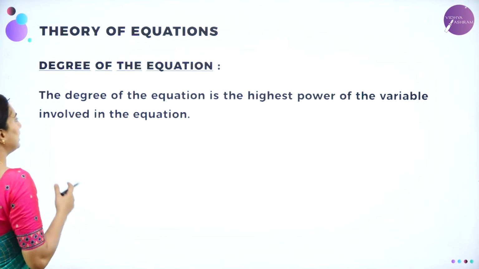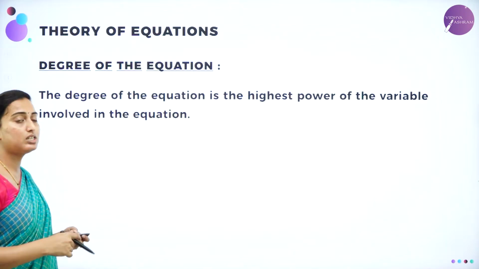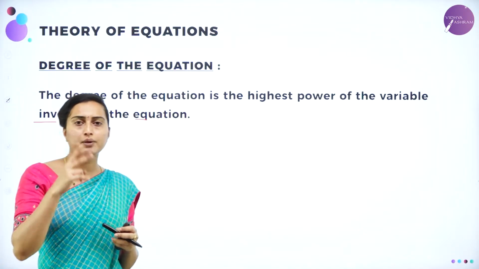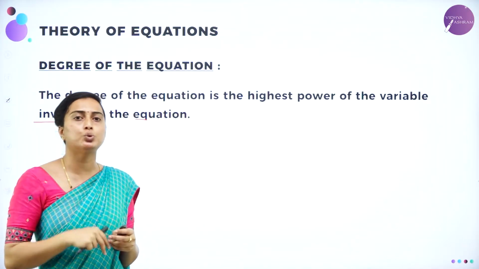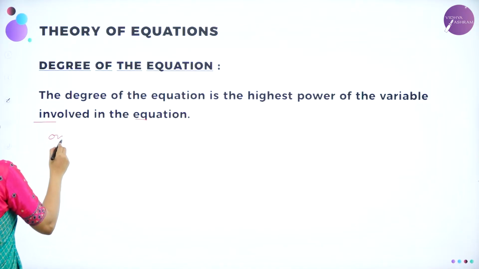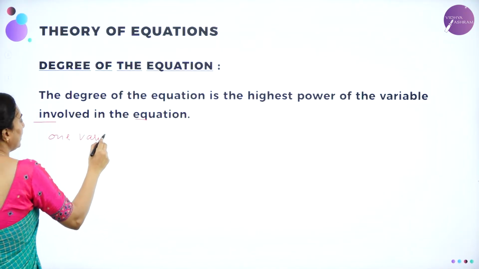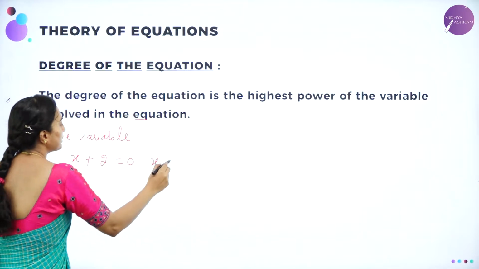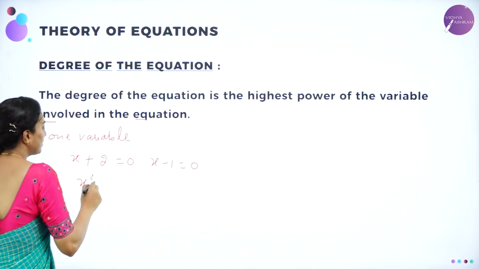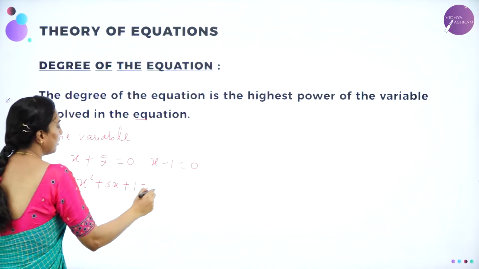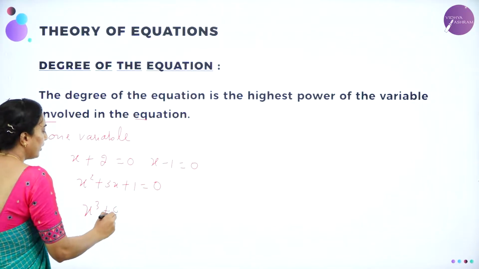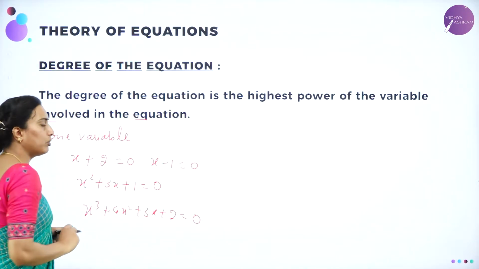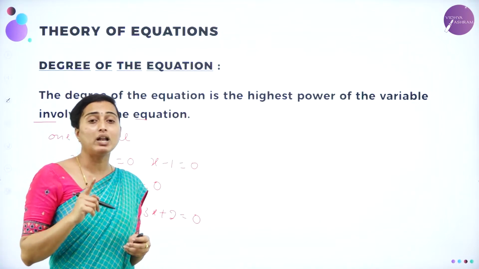Now we'll be moving on to the degree of the equation. The degree of the equation is the highest power of the variable involved in the equation. There are two types of degree equation, one variable and then two variable. If I am going to talk about one variable, as I have taken as an example just now, that is x plus 2 is equal to 0, or x minus 1 is equal to 0, or x squared plus 3x plus 1 equal to 0, or x cube plus 4x squared plus 3x plus 2 is equal to 0. All these are known as equations involving one variable.